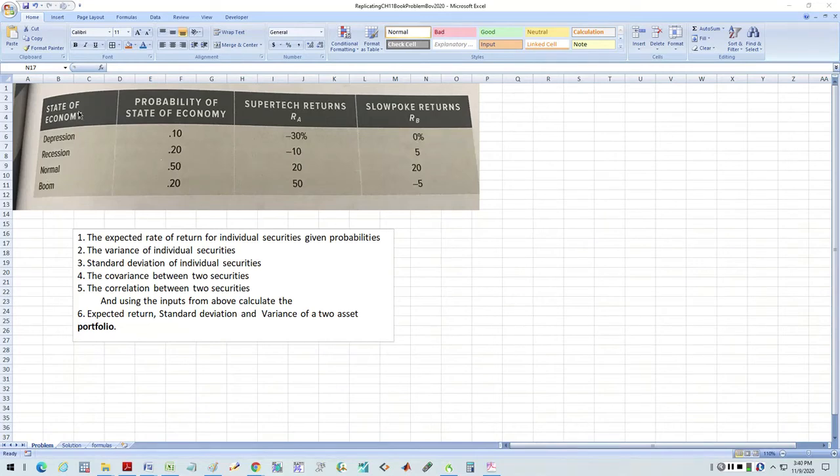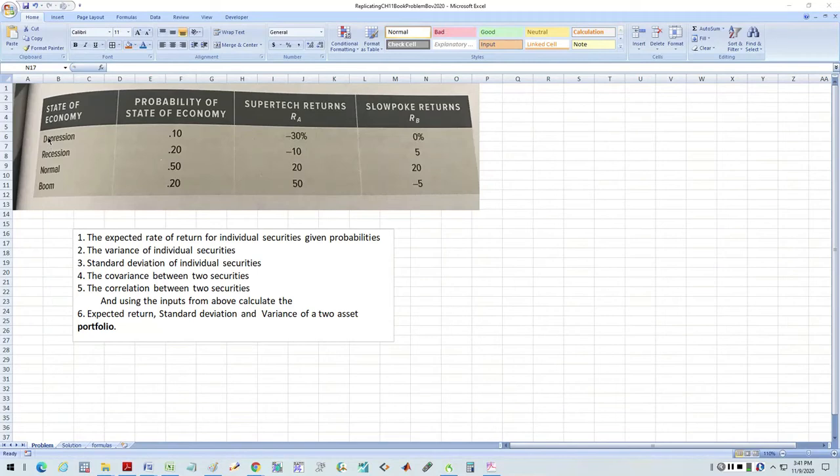So we have four columns. We have state of the economy, probability of state of economy, Supertech returns or RA, stock A returns, Slowpoke returns or RB, stock B returns. There are four states of the economy. We have depression, recession, normal state, and boom state. Probability of a depression state is 10%, probability of a recession is 20%, probability of a normal state is 50%, and probability of a boom is 20%.